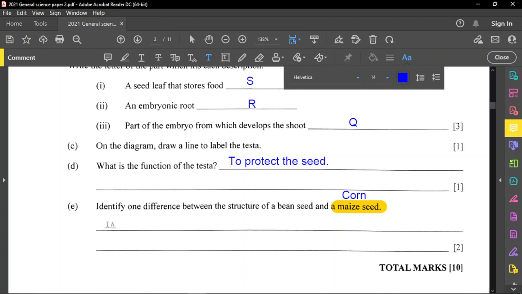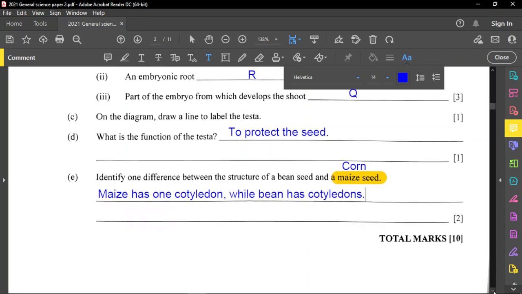And so the difference here is, let me say the maize first. The maize has one cotyledon. While the bean has two cotyledons. So we have two cotyledons for the bean, and the maize only has one cotyledon because it is a monocotyledon. So corn is a monocot, and beans are dicots. All right, so that's that question.